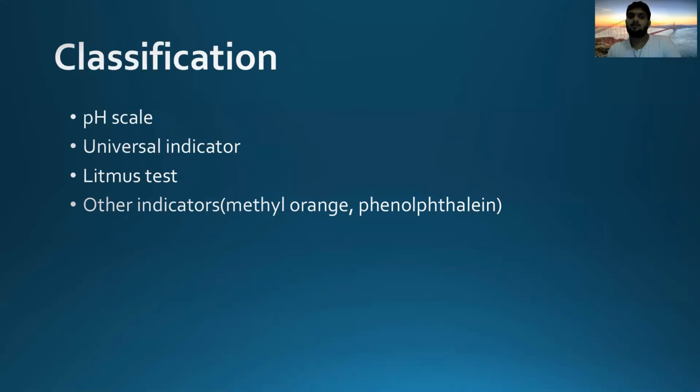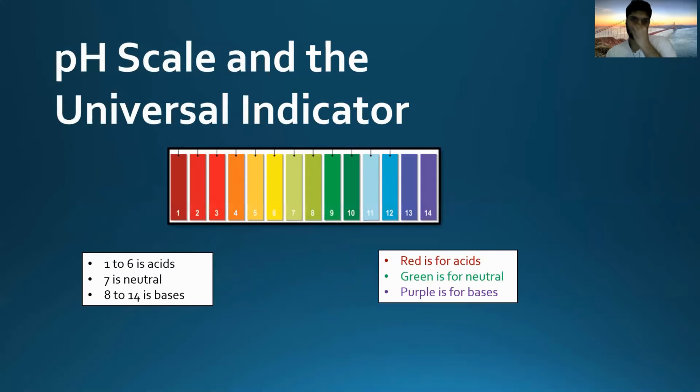Then I told you about some practical identification that we can do. We'll do it as classifications, because these tests will classify whether a given substance is an acid or a base. There are basically four: the pH scale, the universal indicator, the litmus test, and other indicators. These other indicators are normally used when we are doing titrations in chemistry. We normally use two reagents, methyl orange and phenolphthalein. So let's talk first of all about the pH scale and the universal indicator.